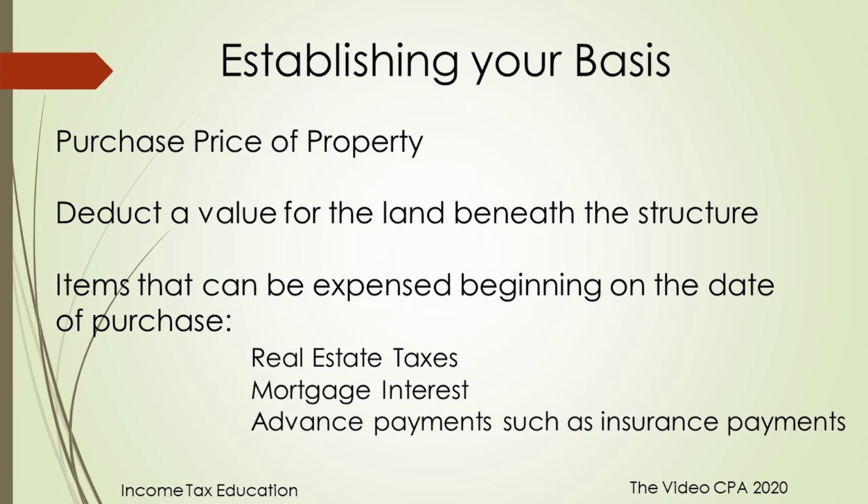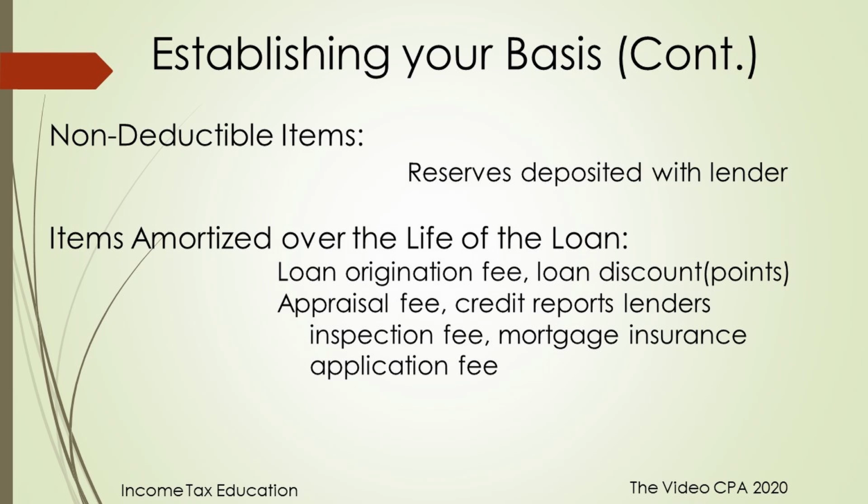So the next thing you do is look at those items that can be expensed. Usually on there are some real estate taxes, some mortgage interest, maybe some advance payments such as insurance payments. You need to be a little bit careful here because some of the taxes and the interest will be reported to you at the end of the year. Sometimes those things are reported from the closing statement at the end of the year, and sometimes they're not. So you need to look at the details and see if your real estate taxes on the closing statement are actually reported on your end of the year summary. And the same with the mortgage interest, because sometimes they pick it up, and sometimes they don't.